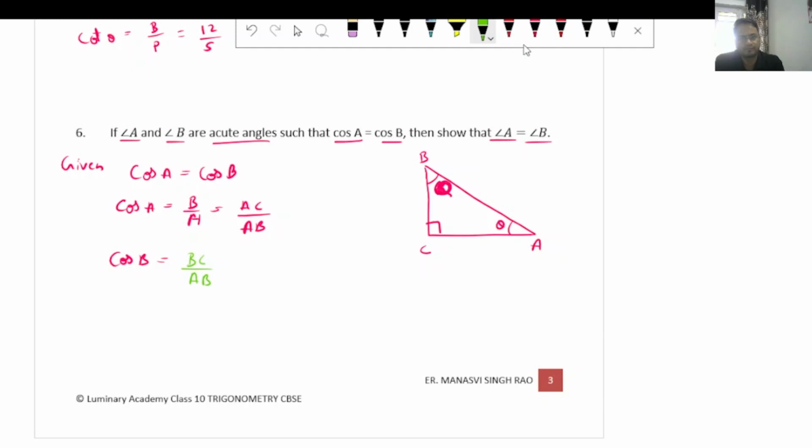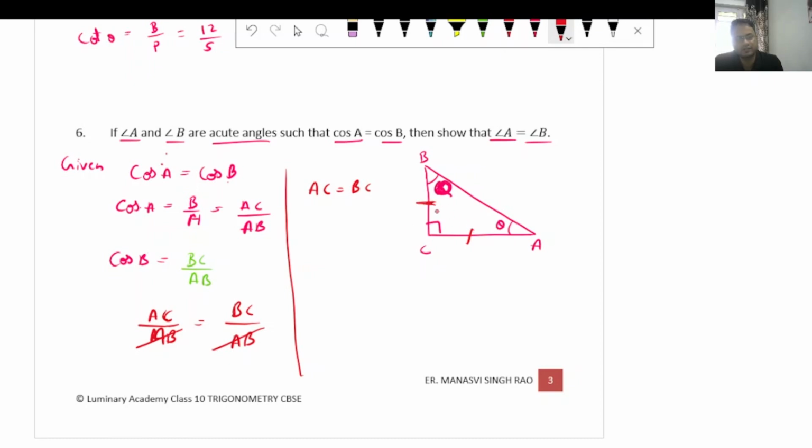Now we know that cos A is equal to cos B. So put the value of cos A in the place of this, and cos B at this place. So AC upon AB is equal to BC upon AB. AB cancels, so what is left? AC is equal to BC. So this is your AC and this is your BC, they both are equal.